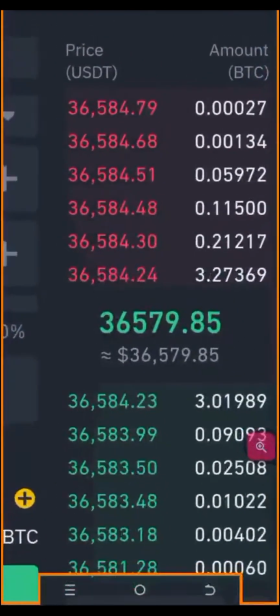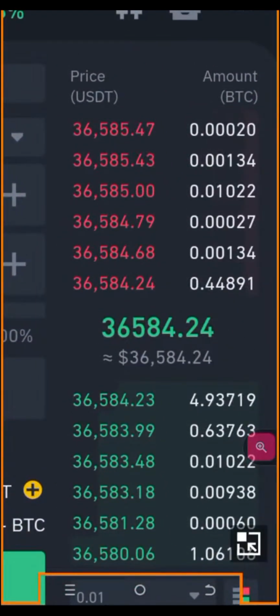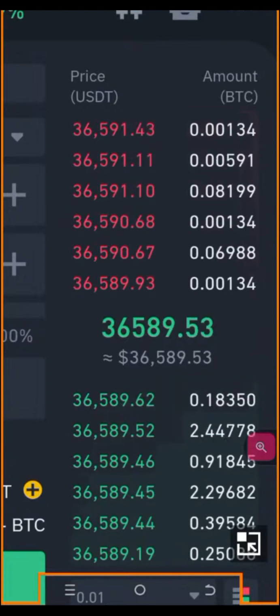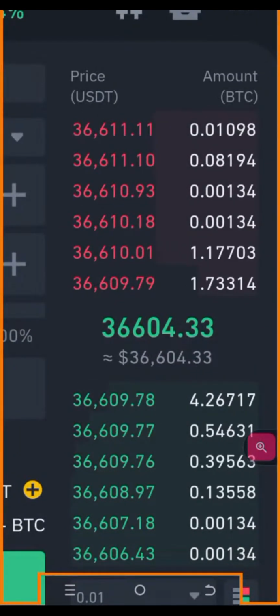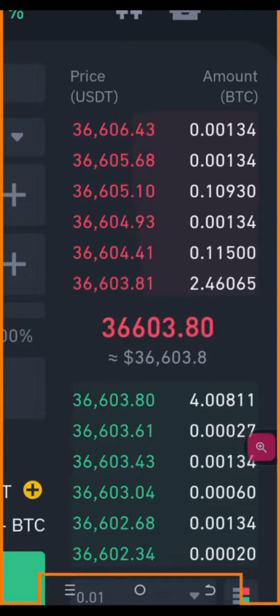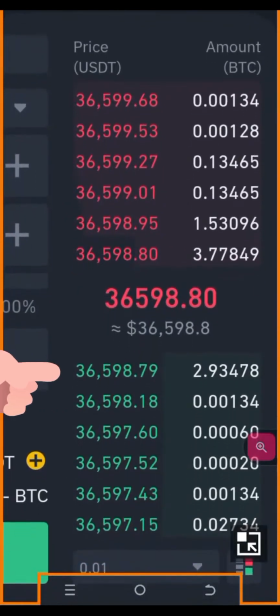Now if you want to sell, and you're looking at it and seeing that you're still in the queue and you want to sell immediately, you've got to choose the first green, this one that says 36598.